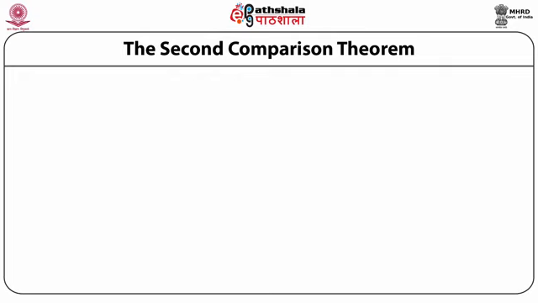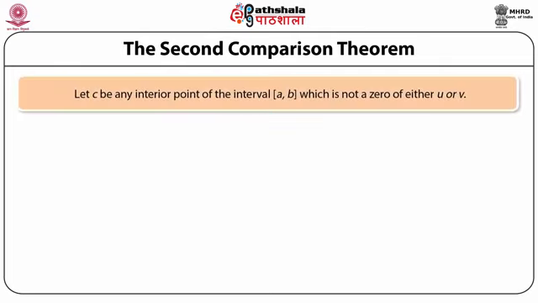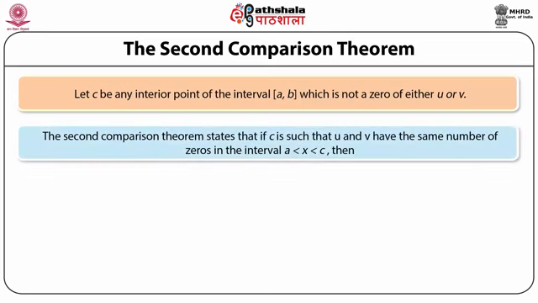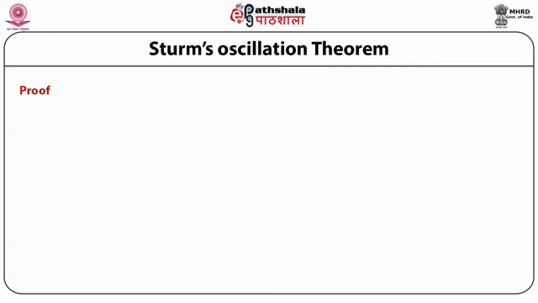We next discuss the second comparison theorem. Let C be any interior point of the interval [a, b] which is not a zero of either u or v. The second comparison theorem states that if C is such that u and v have the same number of zeros in the interval lying between a and C, then p1(C) u'(C)/u(C) is greater than p2(C) v'(C)/v(C). We now prove this theorem.